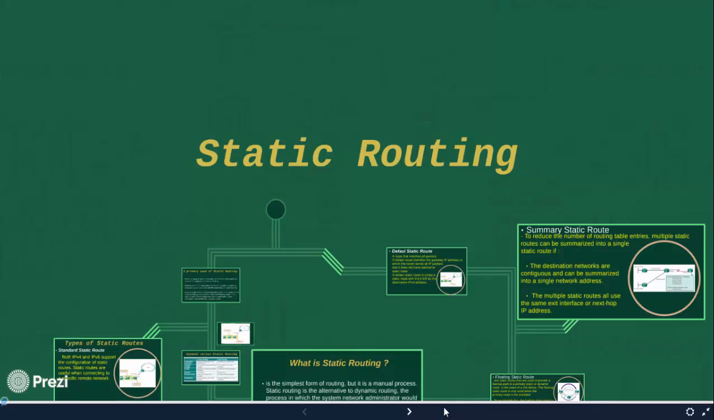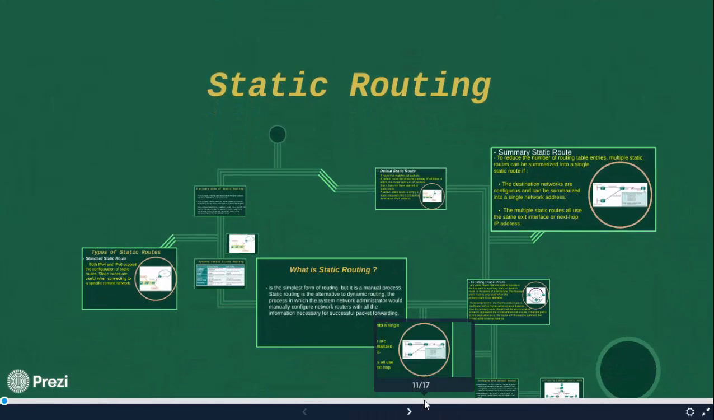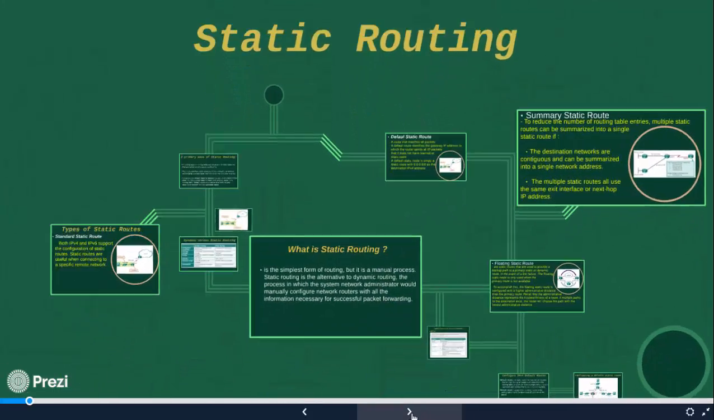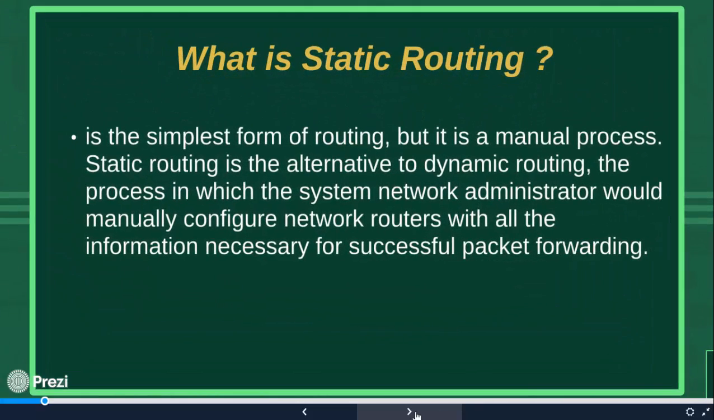So what is static routing? Static routing is the simplest form of routing, but it is a manual process. It is the alternative to dynamic routing, the process in which the system network administrator manually configures network routers with all the information necessary for successful packet forwarding.